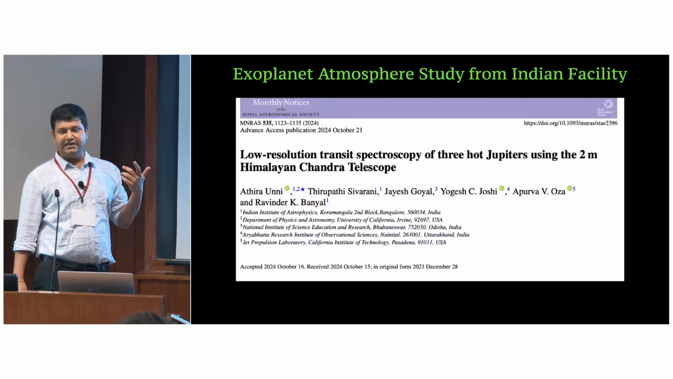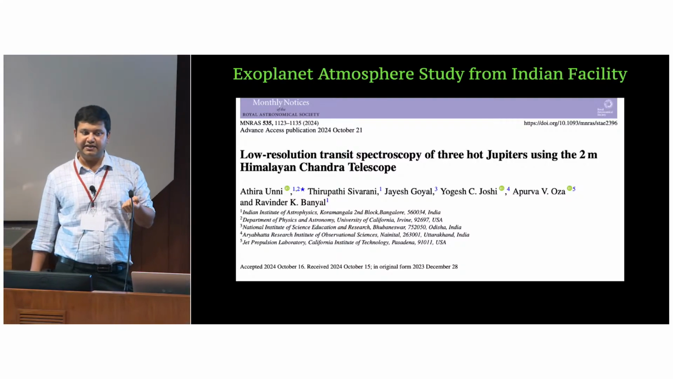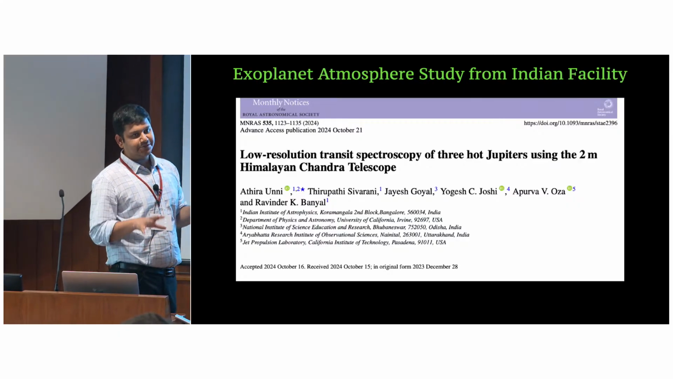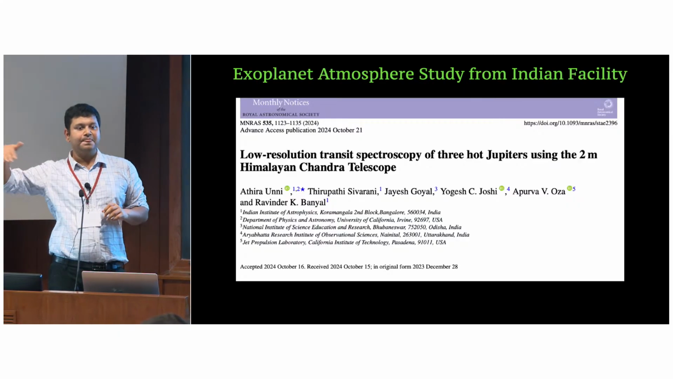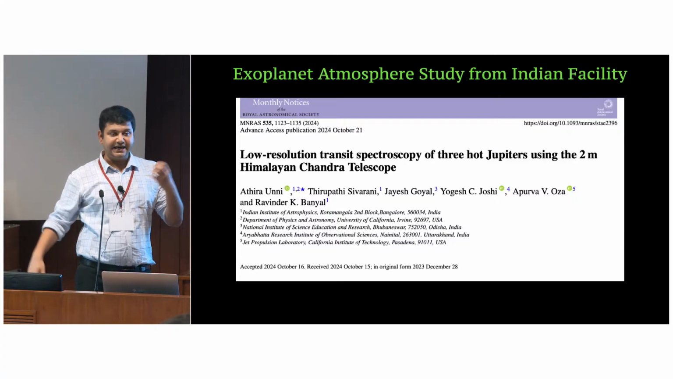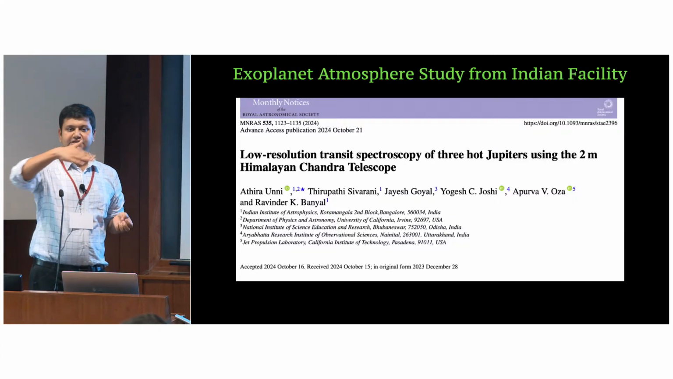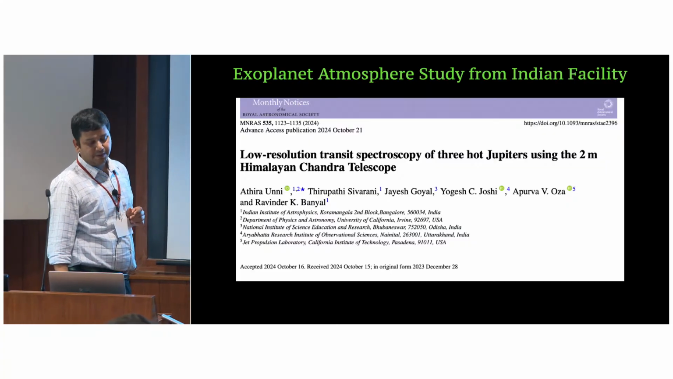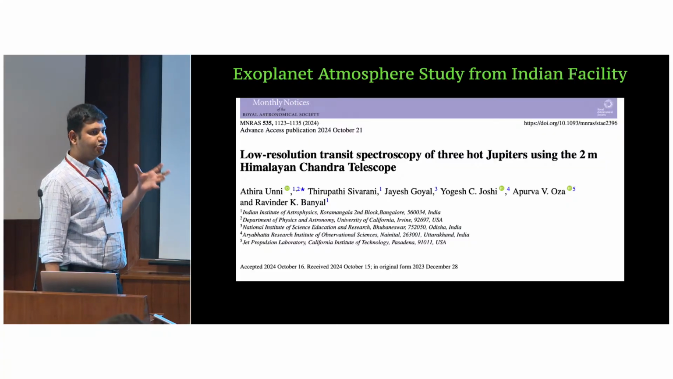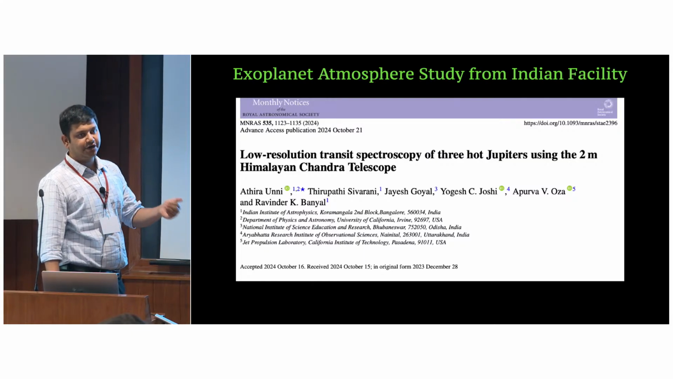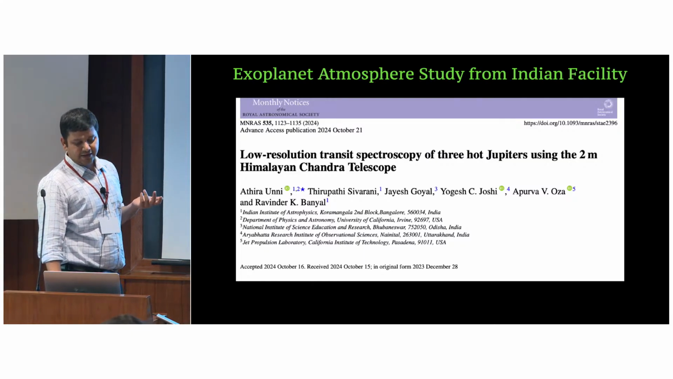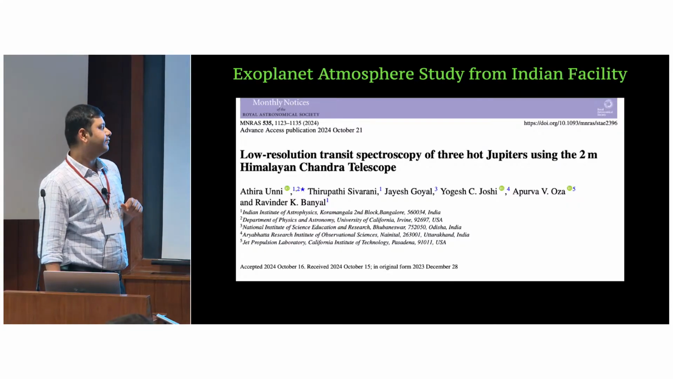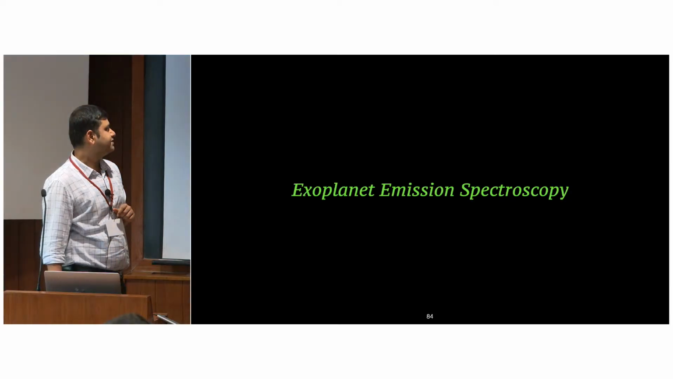And I just wanted to give an example. This is one of the recent studies where we used an Indian facility, the HCT, the Himalayan Chandra Telescope. Here also, for the first time using an Indian facility, we were able to detect a planet's atmosphere and actually measure the Rayleigh scattering slope in it. This was a very recent study, published last year. I just wanted to show that using Indian facilities we have also started to do this, but compared to space-based facilities, this is nowhere near, because from space you get very good observations.